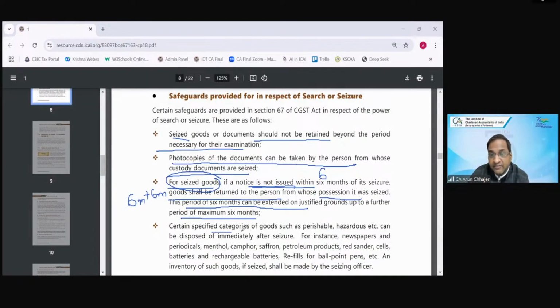Certain specified categories of goods, such as perishable and hazardous goods, can be disposed of immediately. Like गवर्नमेंट ने क्या किया, इन गुड्स को नोटिफाई किया, दे हैव इशूड वन नोटिफिकेशन एंड दे हैव गिवन द कैटेगरी ऑफ द गुड्स इन दैट नोटिफिकेशन. न्यूज, जैसे न्यूज़पेपर हो गया, पीरियोडिकल हो गया, मेंथॉल हो गया, पेट्रोलियम प्रोडक्ट एटसेट्रा. An inventory shall be made by the seizing officer always.